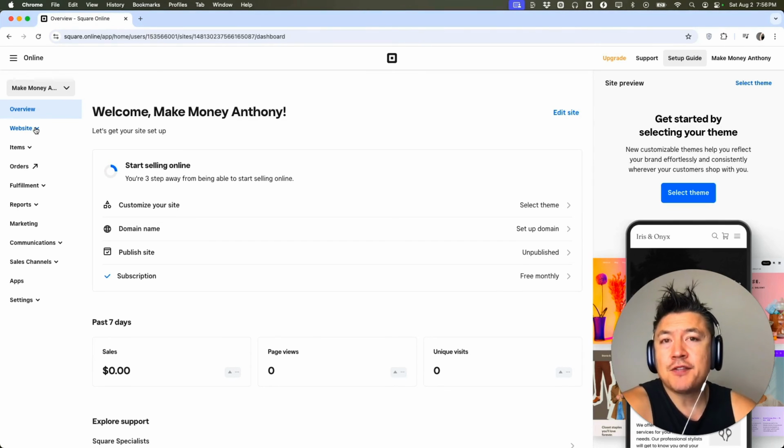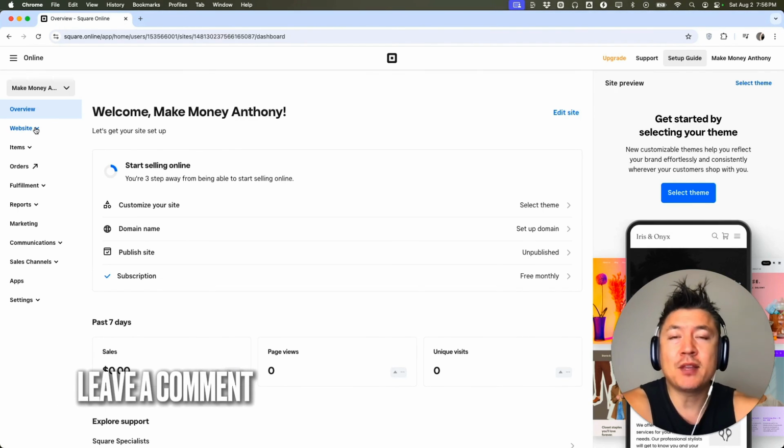So there you have it guys. If you're wondering how to sign up and create a Weebly account, that's the easiest way I know how to do it. If you know an easier way, be sure to leave a comment below. Let the rest of us know how you did it.